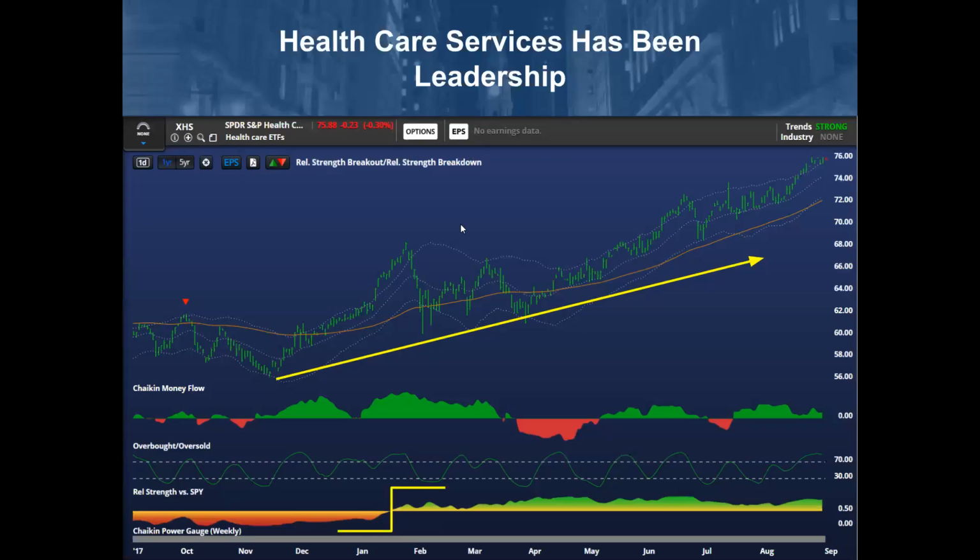So again, thinking thematically, the population in the United States is getting older. Healthcare services has been leadership. That's been a major theme throughout 2018.